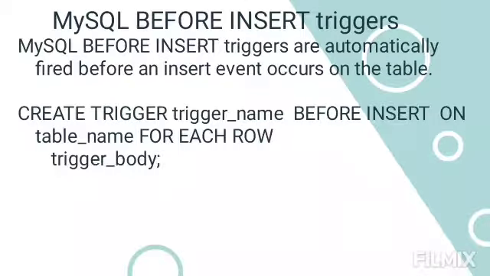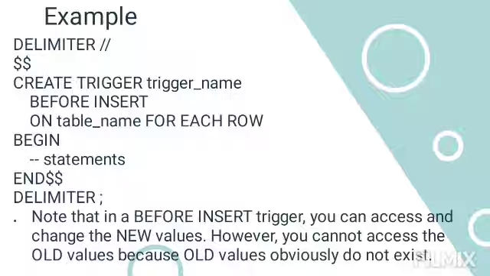Consider the block: DELIMITER, CREATE TRIGGER trigger_name BEFORE INSERT ON table_name FOR EACH ROW BEGIN statements END, and then the delimiter. Note that in a BEFORE INSERT trigger, you can access and change the new value only. However, you cannot access the old value because old values previously do not exist.